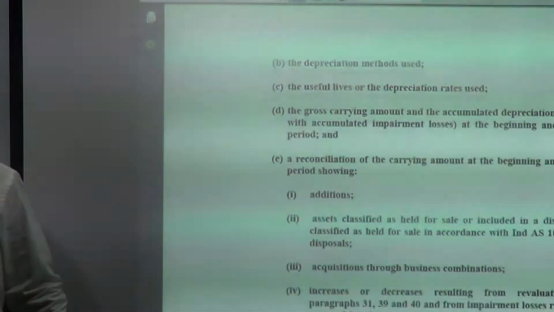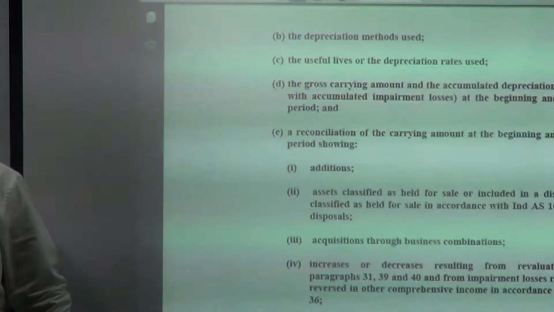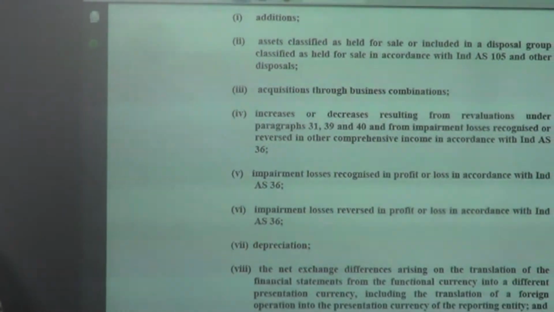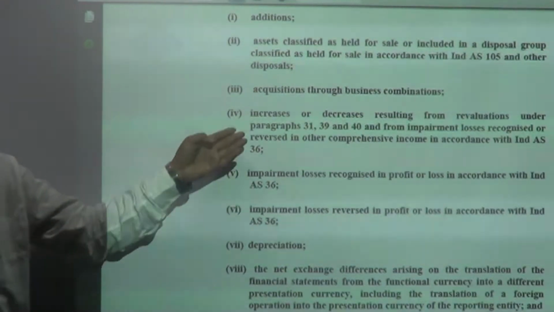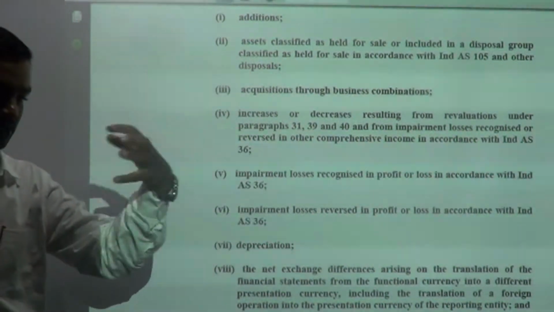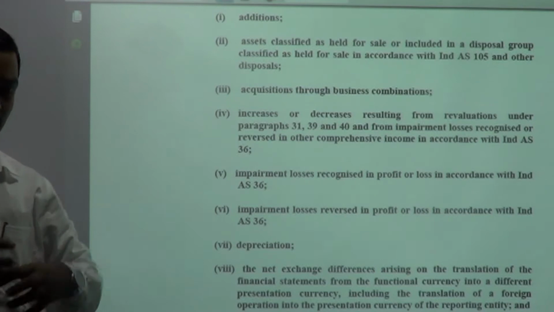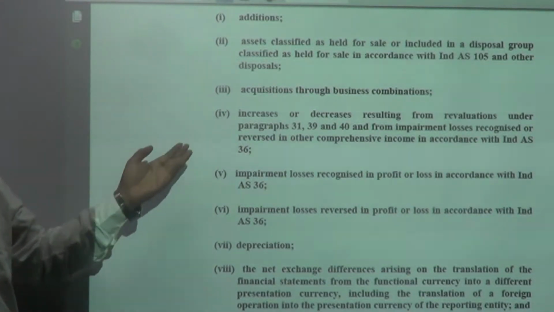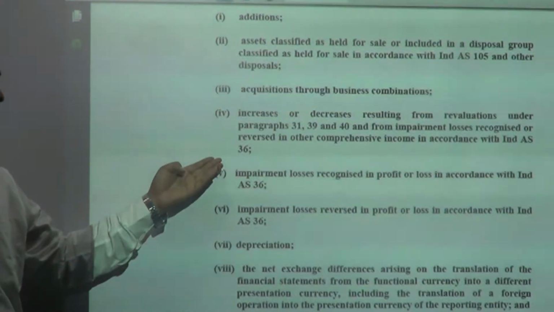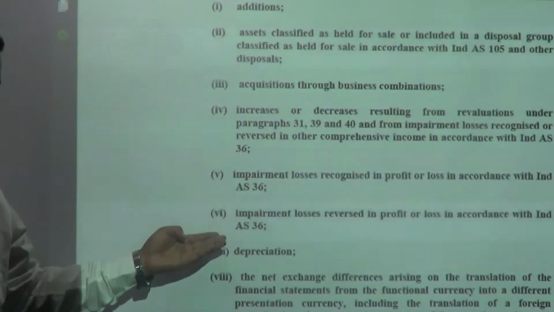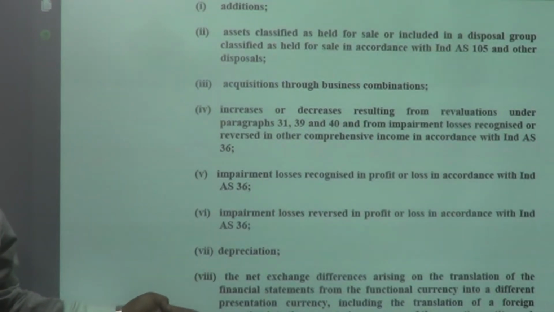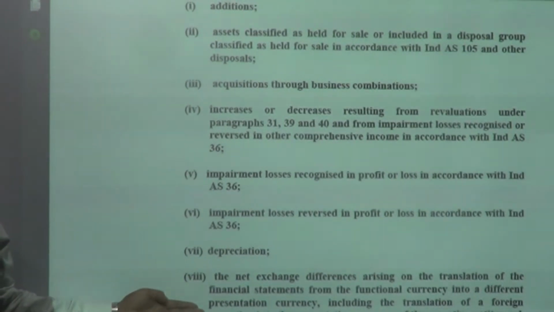So you can see you have to show the additions, you have to show a reconciliation. Assets classified as held for sale, acquisition through business combinations. So if you have acquired some business during the year, their assets would also be incorporated in your books of account, because of which the closing carrying amount will not be equal to the opening carrying amount. Then increases and decreases resulting from revaluations, impairment losses, reversal of impairment losses, depreciation for the year, the net exchange difference arising on translation of financial statements.